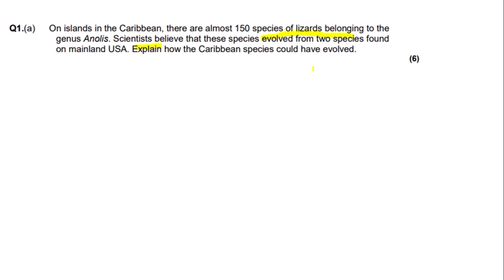The first thing to note here is that this is an explain question, so you need to justify why you're writing something, not just what happens. So this question is a big question as it is 6 marks, and it is basically asking you to explain allopatric speciation. So it's kind of just like fact recall but applying it to an unfamiliar situation.